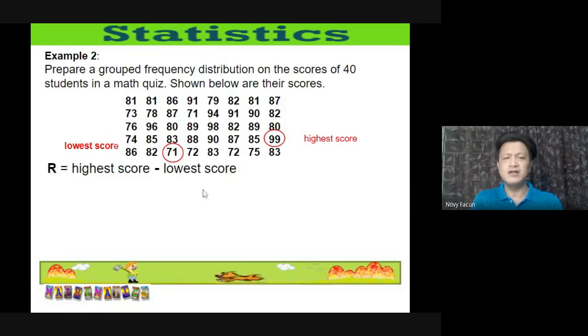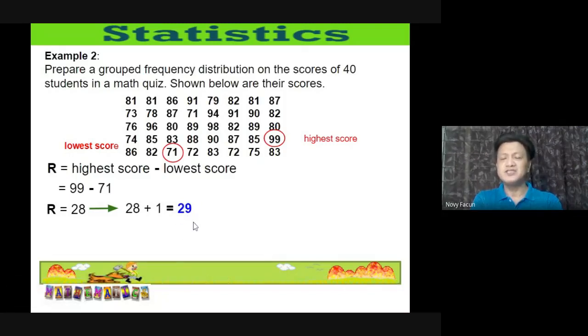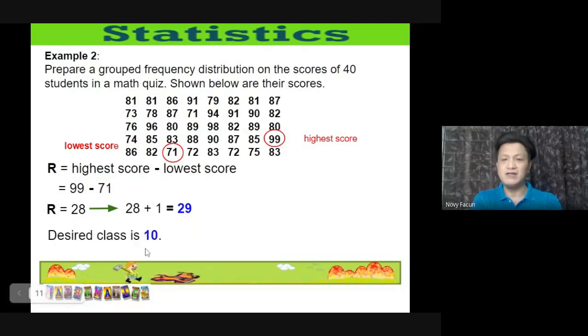Then, substitute na natin for the range. 99 minus 71. The range is 28. Diba? Remember, magpa-plus 1 tayo dito. Kaya 28 plus 1 is equal to 29. Ito nga yung range natin. And then, you're going to assign the desired class interval natin. That is 10. Di ba? 5 to 15 between.